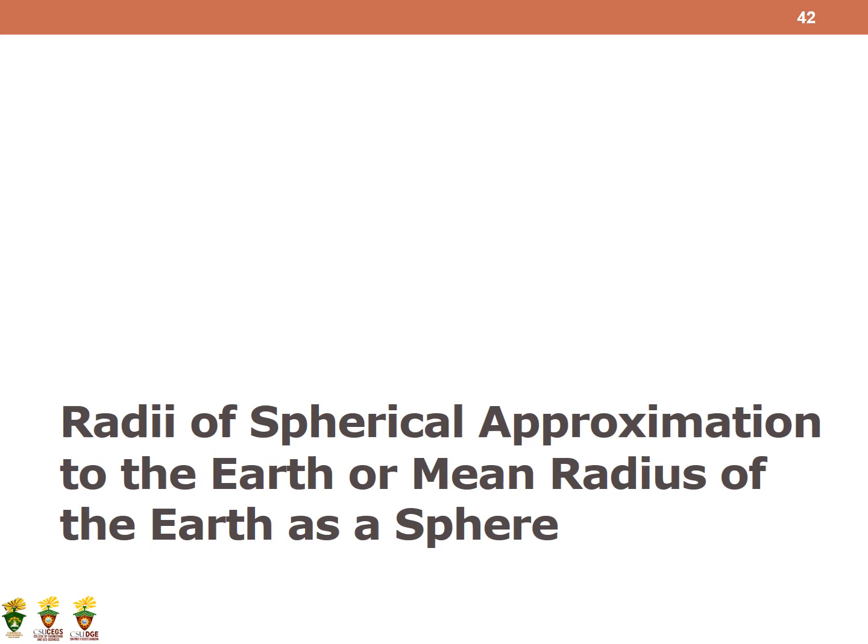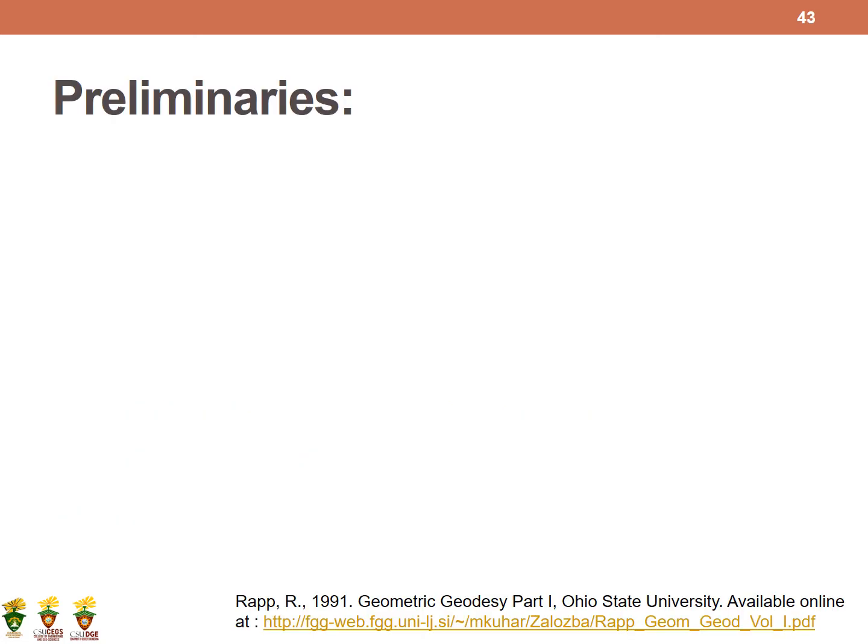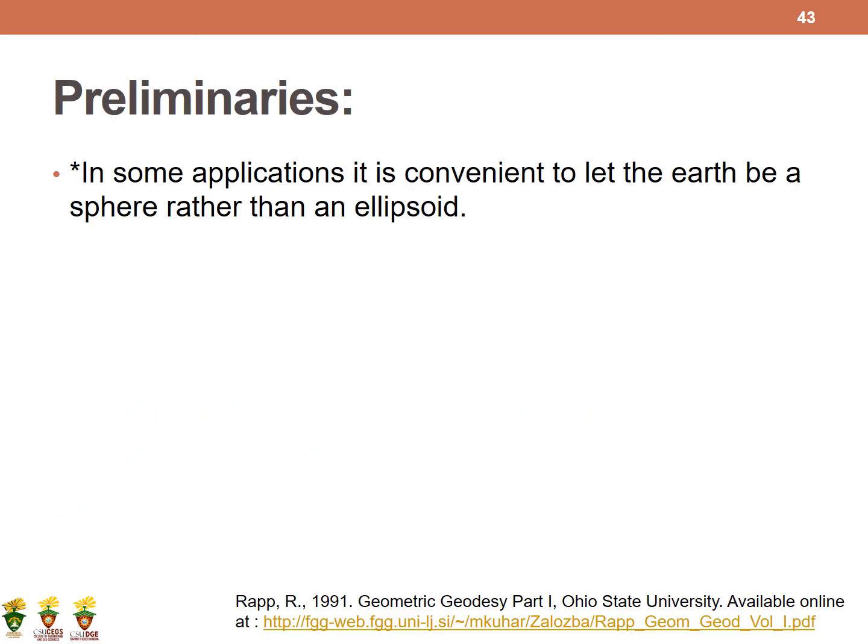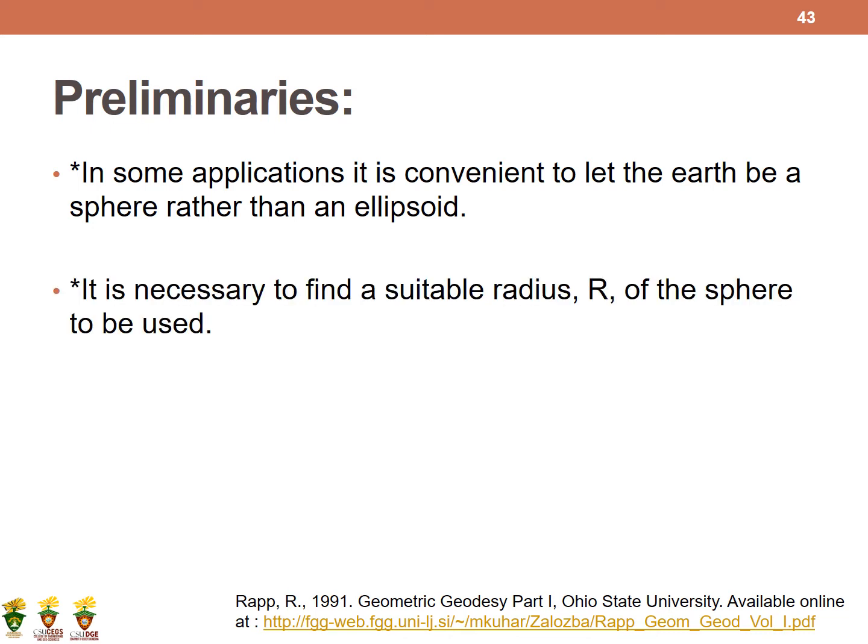Next are the radii of spherical approximation to the earth, or mean radius of the earth. As preliminaries, in some applications it is convenient to let the earth be a sphere rather than an ellipsoid. So again, para mas better ang iyahang interpretation, or mas dali ang pag-derive sa mga mathematical formula for this approximation. So gi-let nila ang earth as a sphere rather than ellipsoid to avoid complications. It is necessary to find a suitable radius r of the sphere.